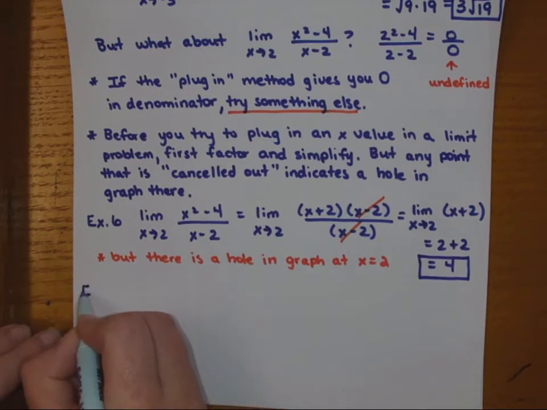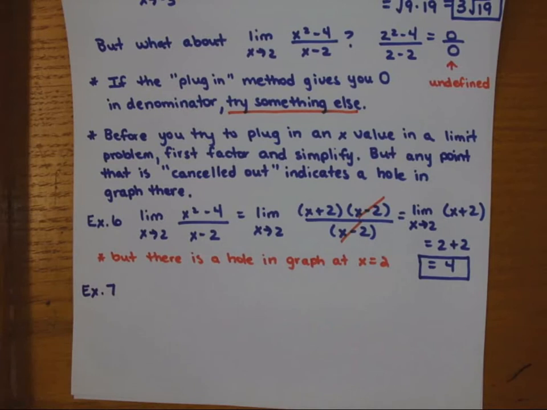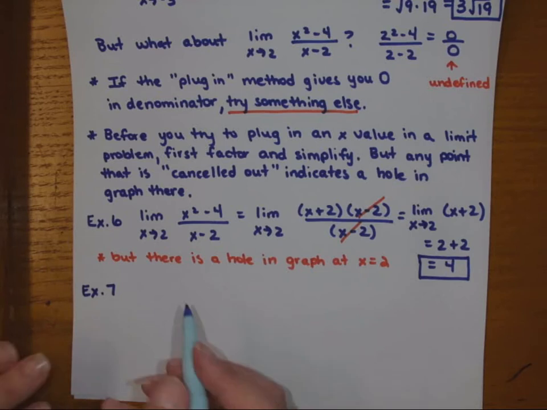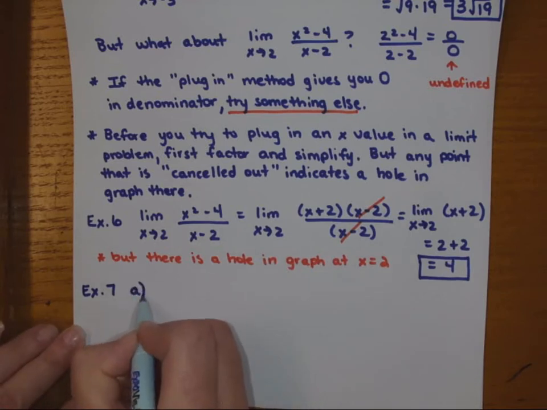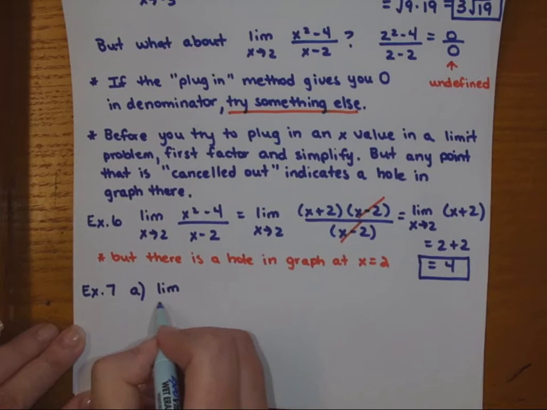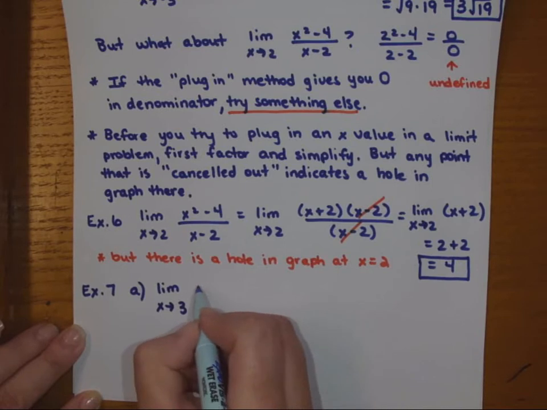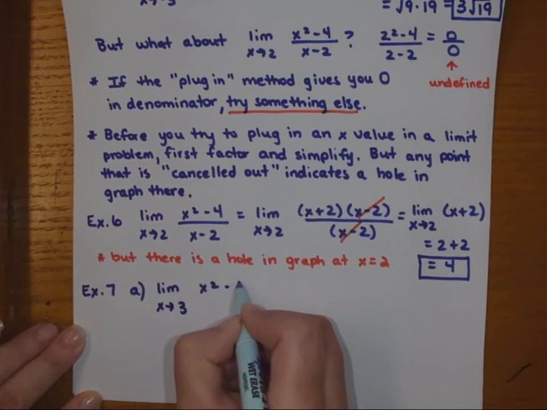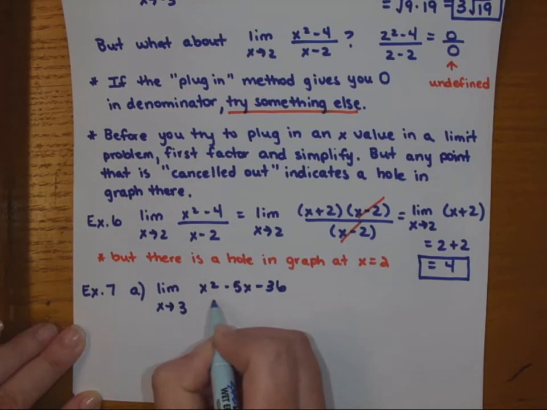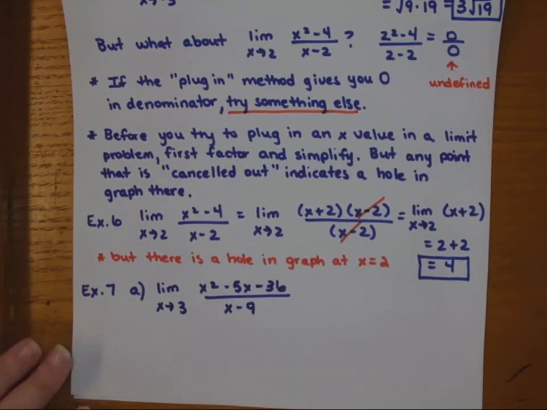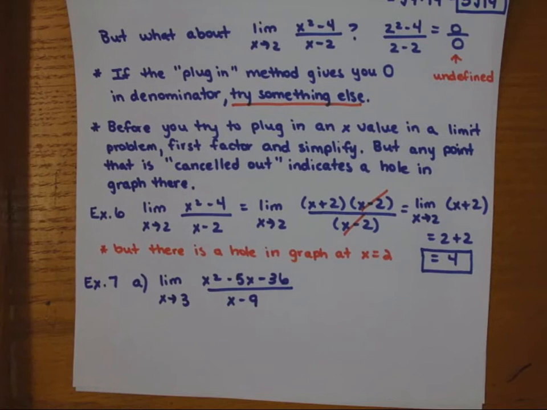Okay, so let's look at another one. Let's say that I want to find the limit, and we're going to do 2 parts for this. Let's say I want to find the limit as x approaches 3 of x squared minus 5x minus 36 over x minus 9. Now, you'll need to refer back to the review lecture that we talked about last time. If you're uncomfortable with factoring, you're going to need to get comfortable with factoring.